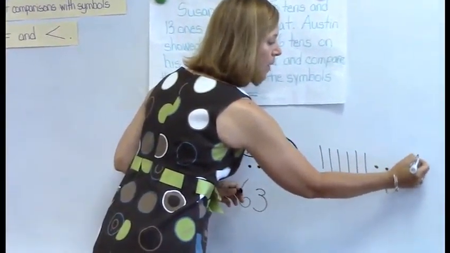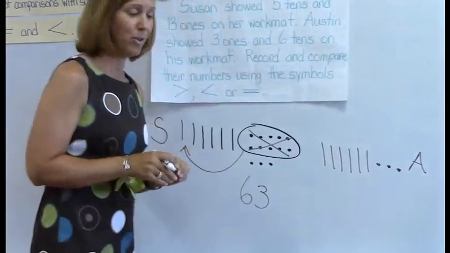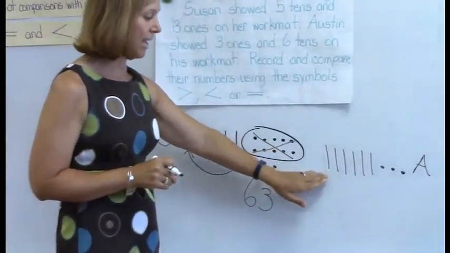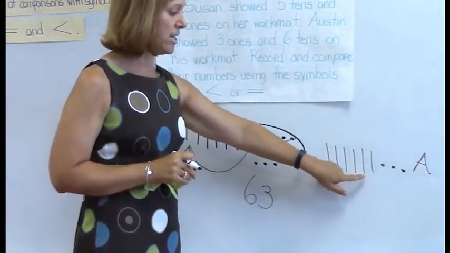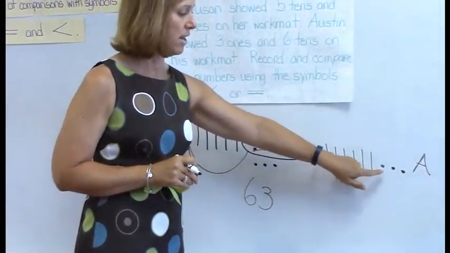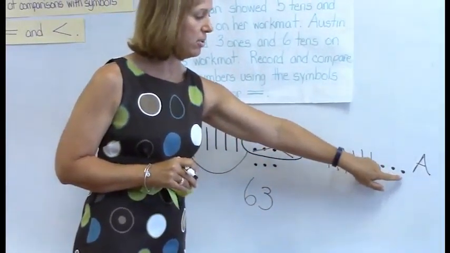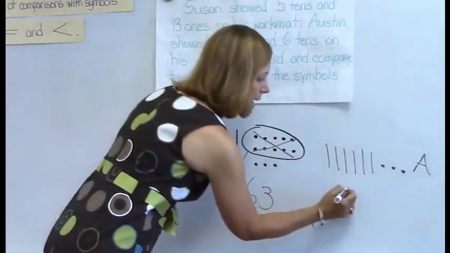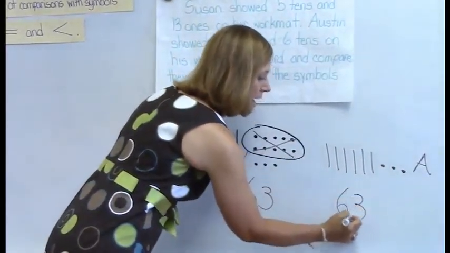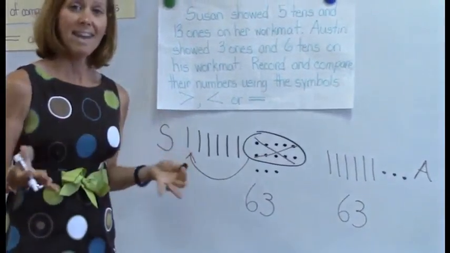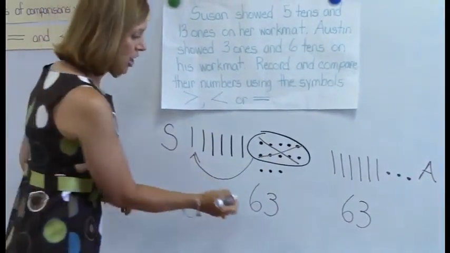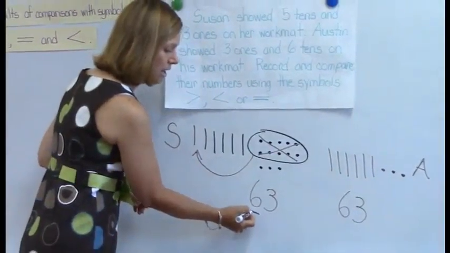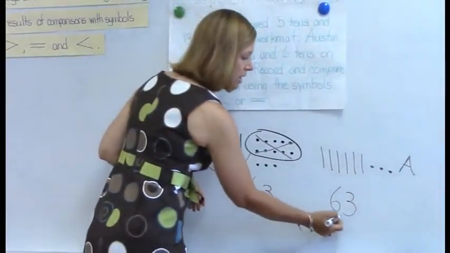I'm going to label that with an A so I don't get confused. And now I'm going to go back and count 10, 20, 30, 40, 50, 60, 61, 62, 63. So I can see that Austin has 63. Now I have 2 two-digit numbers. I'm going to start by looking in the tens place.